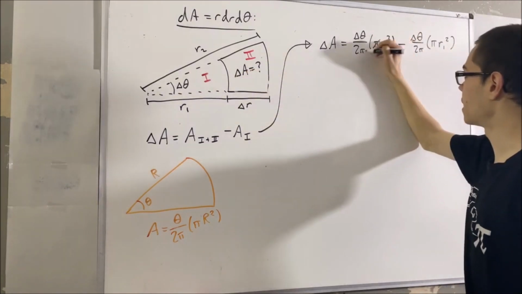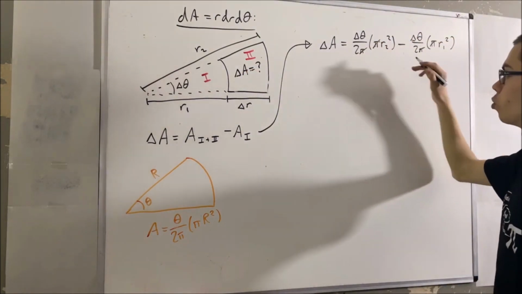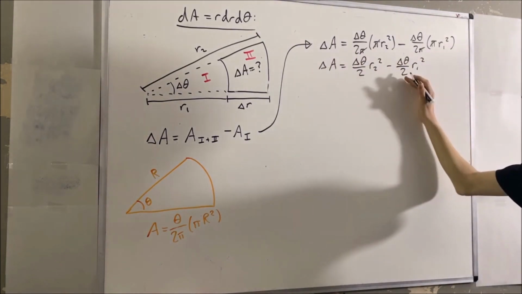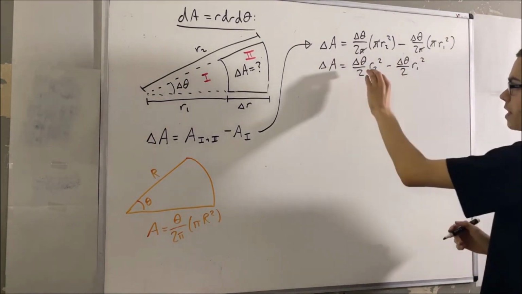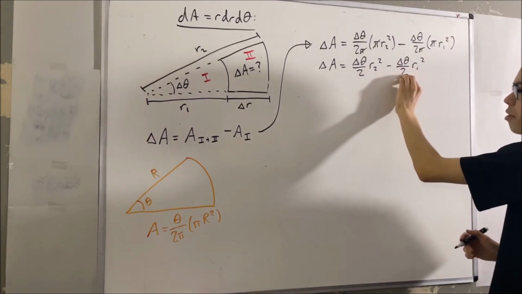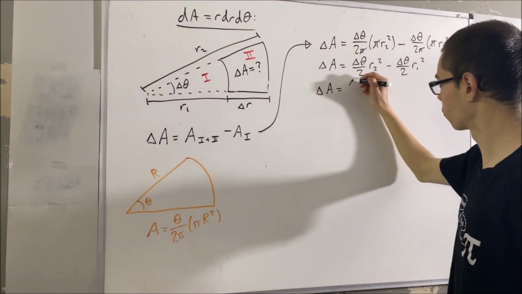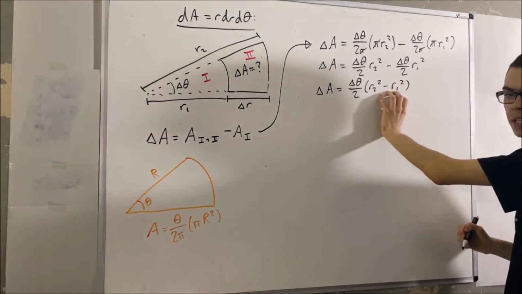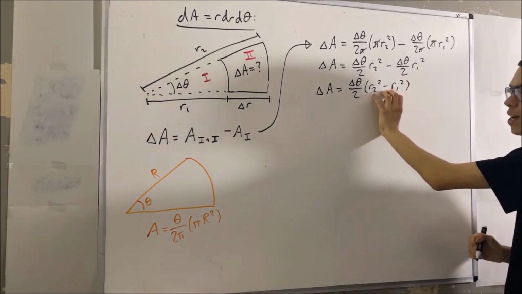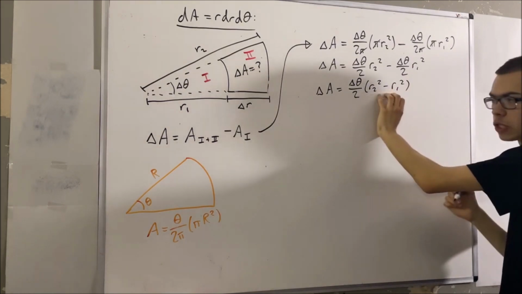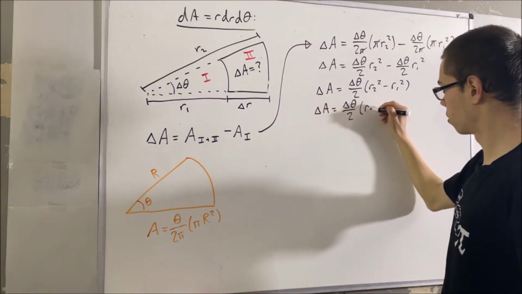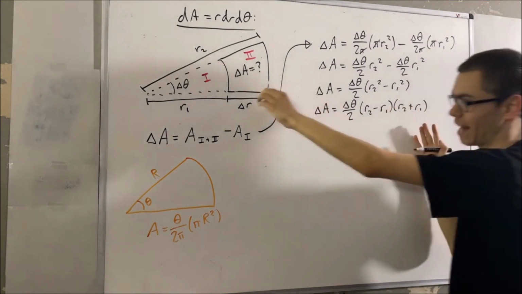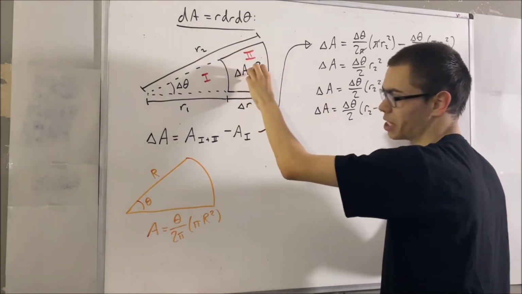Notice that the pi's cancel out, and so we're left with this. Now, notice both terms have a delta theta over 2, so we can factor out the delta theta over 2. And this is what we would be left with in the parentheses. But this is just a difference of perfect squares, and we can factor a difference of perfect squares. This is all it would be. So this is the area of this region.